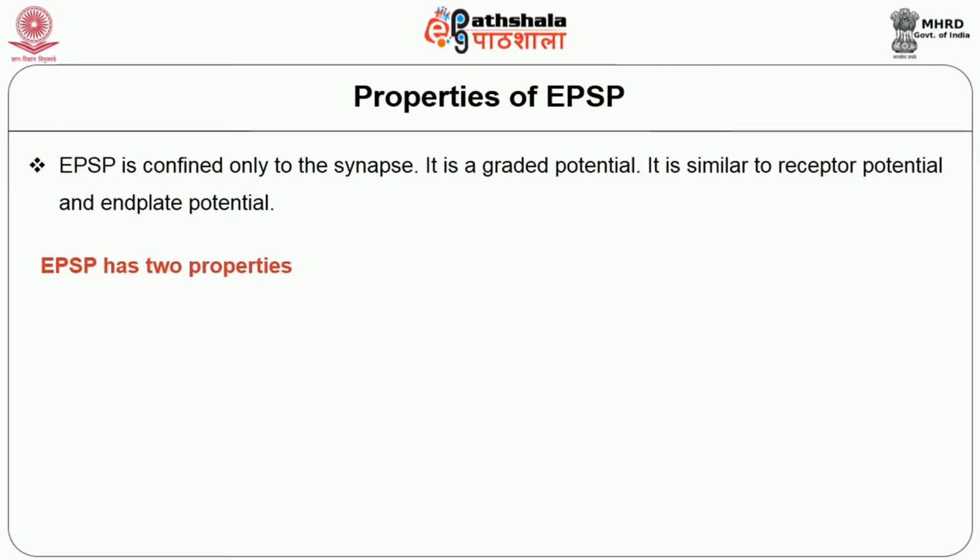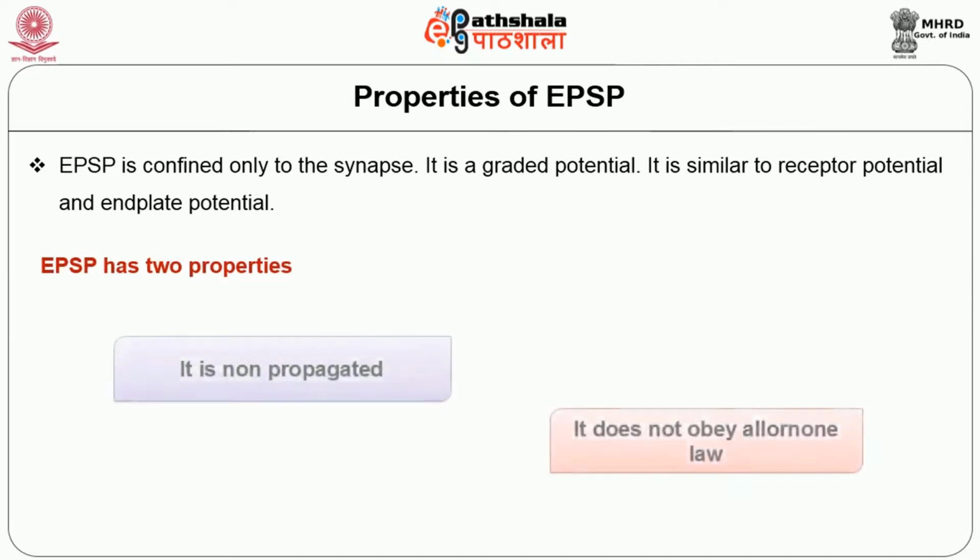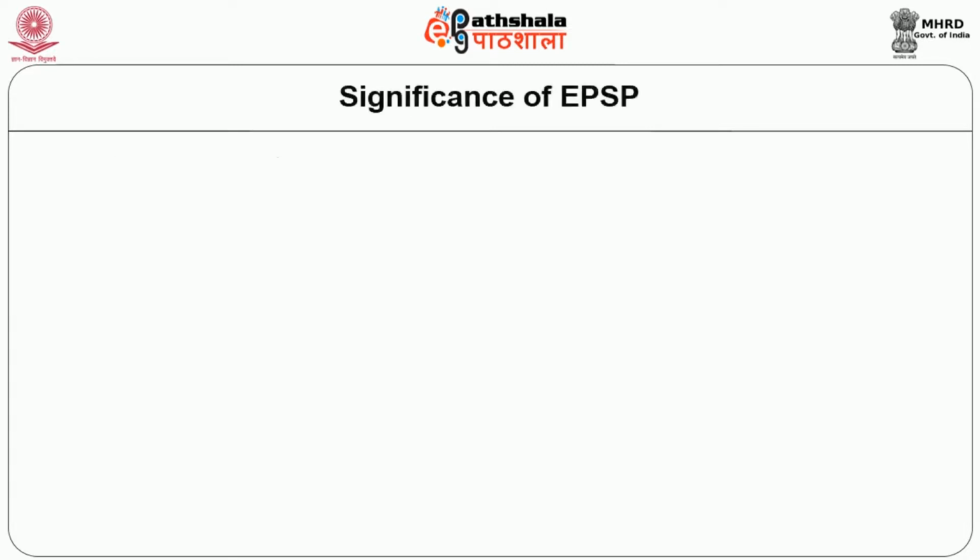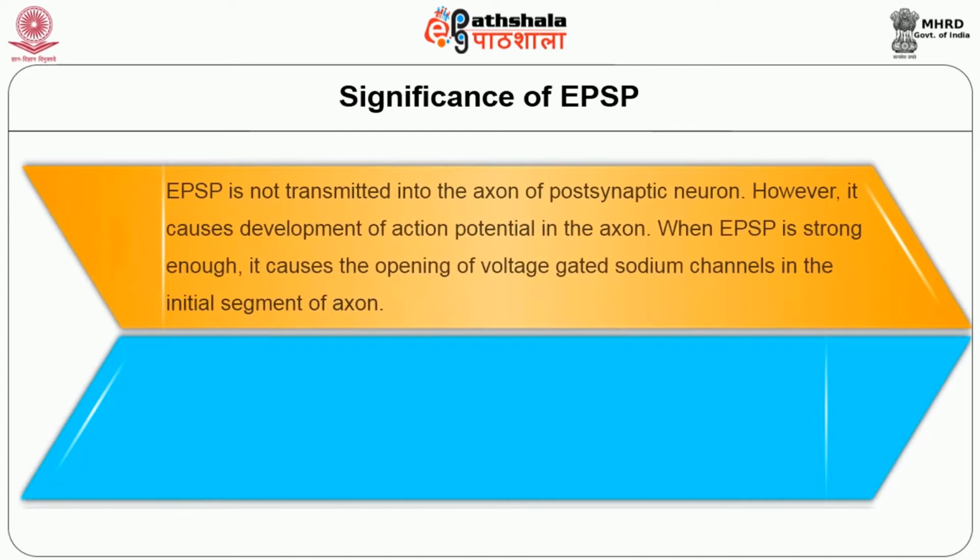This EPSP has two properties. It is non-propagated and it does not obey the all or none law. On seeing the significance of EPSP, it is not transmitted into the axon of the postsynaptic neuron. However, it causes development of the action potential in the axon.